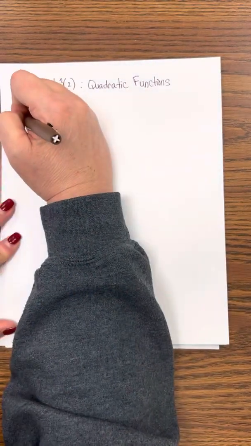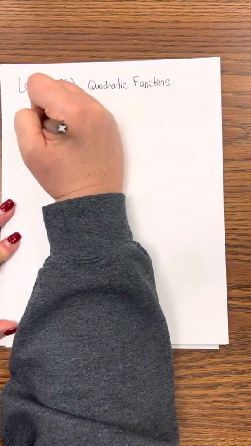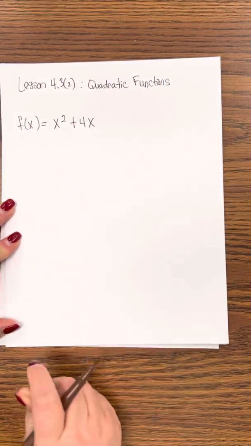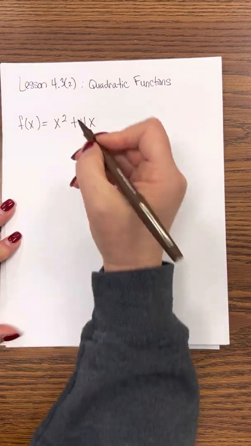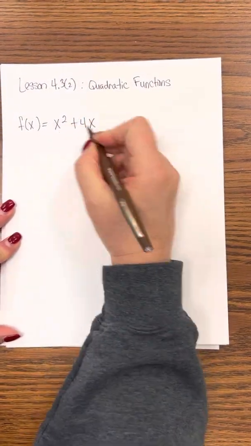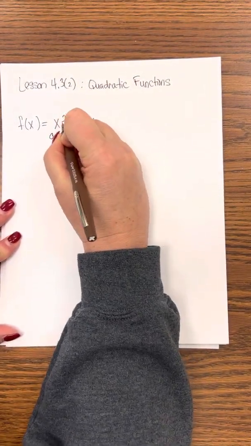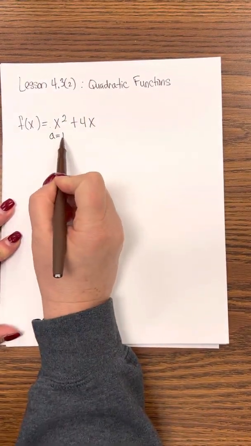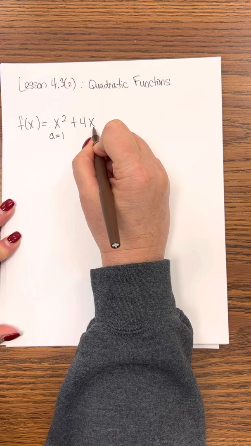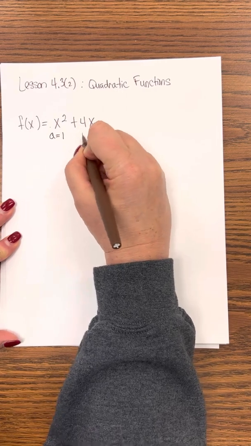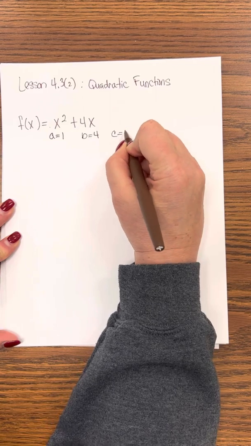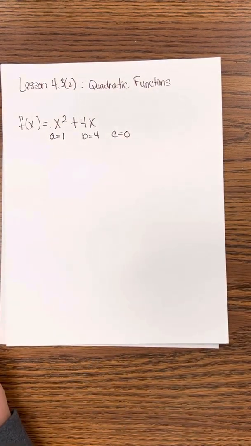Okay, so our first function we're going to look at is x squared plus 4x. Now, when you're looking at a quadratic function in standard form like this one, whatever's in front of x squared is your a value. Nothing's there, so it's understood to be 1. Whatever is in front of x in the second term is your b. If there's no constant, that would be your c, so it's 0.